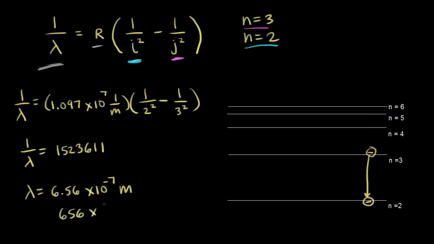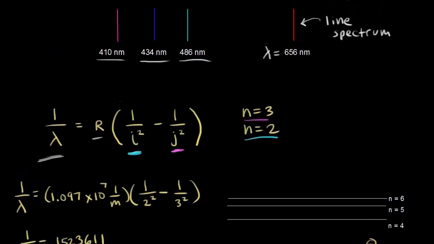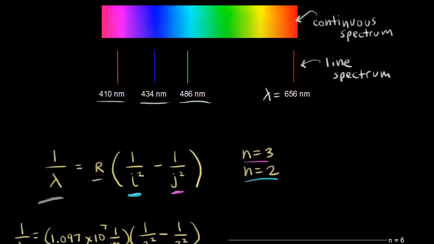That's the same thing as 656 times 10 to the negative 9th meters. And so that's 656 nanometers. 656 nanometers. And that should sound familiar to you. All right, so let's go back up here and see where we've seen 656 nanometers before.